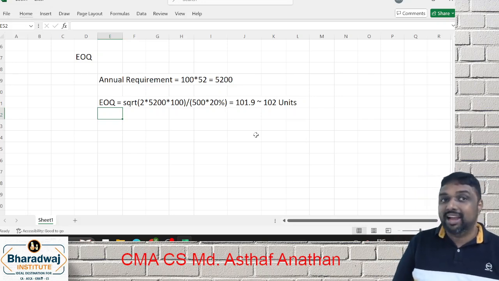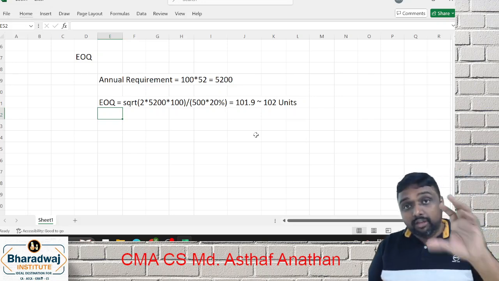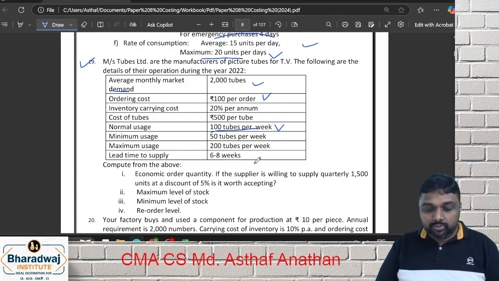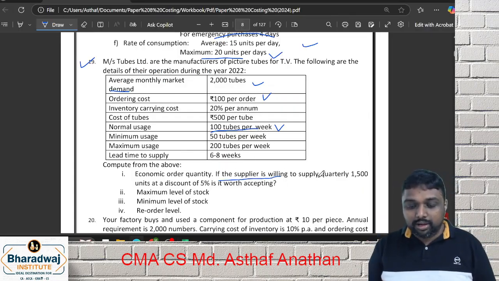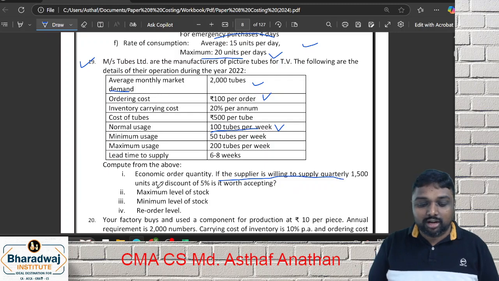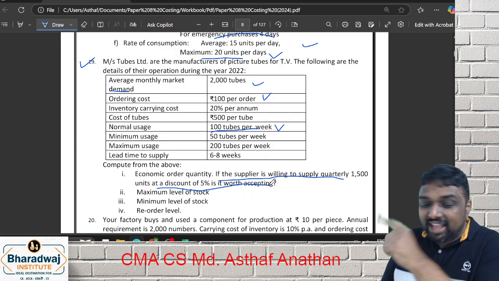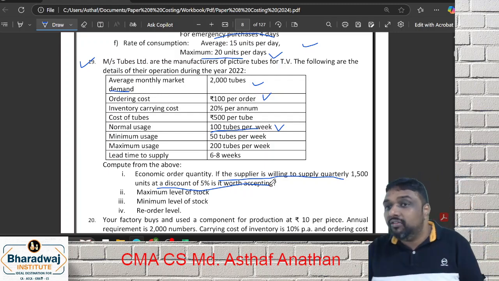Very good standard model question. It came different times in previous year exams. So next, what they are asking: the supplier is willing to supply quarterly 1,500 at a discount of 5%. Is it worth accepting? They are asking, is it worth accepting?